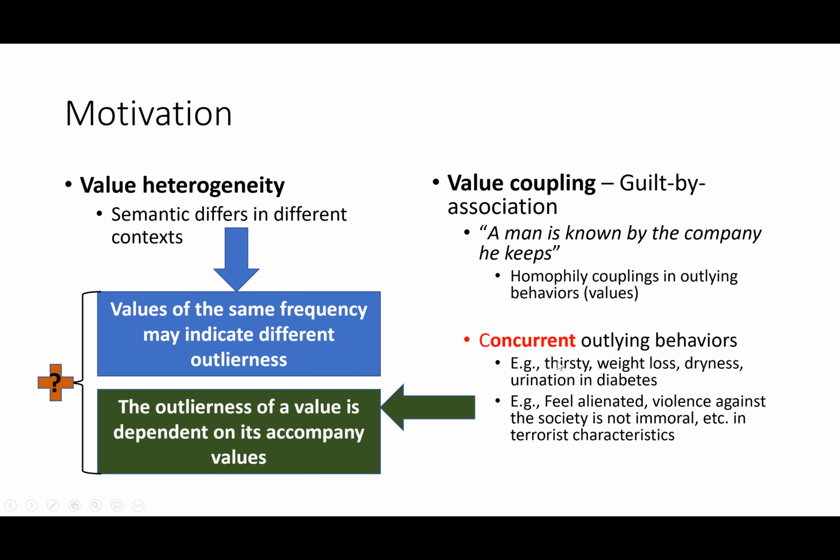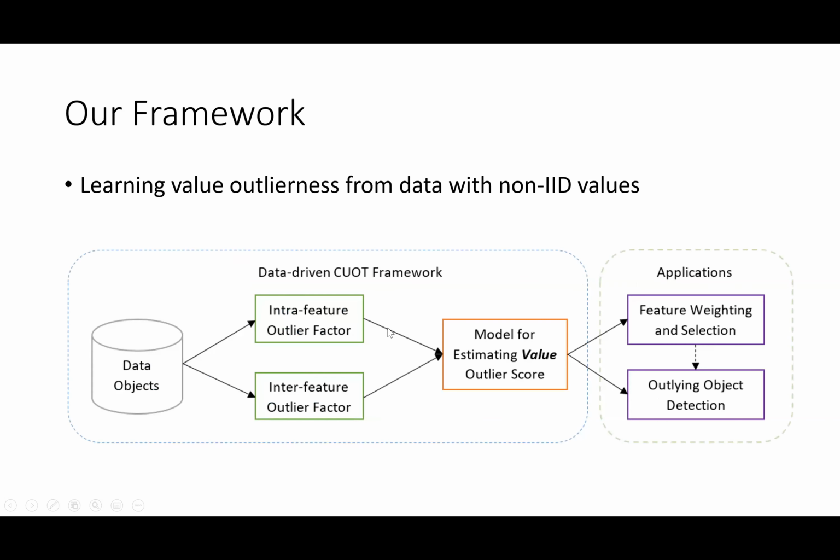It's something called concurrent outlier behavior, given the data. So we want to model the intra-feature and inter-feature outlier factors, and then we combine them into value outlierness and use the value outlierness. We can do the feature selection or feature weighting. But of course, with the value outlierness, we can directly do the outlier detection. We can also add another step of feature selection and then build an outlier detector. So that's the overall idea.